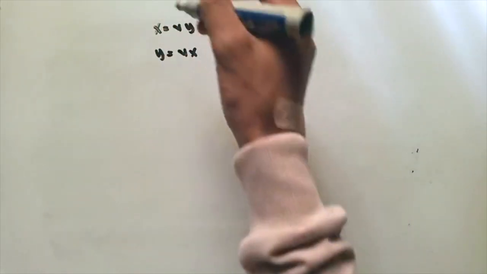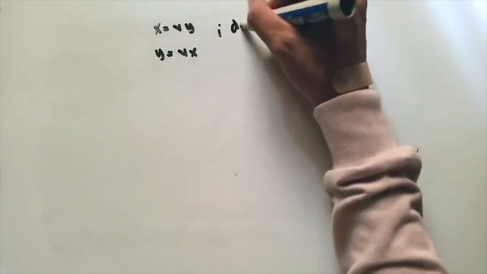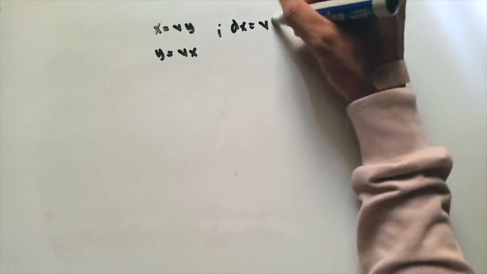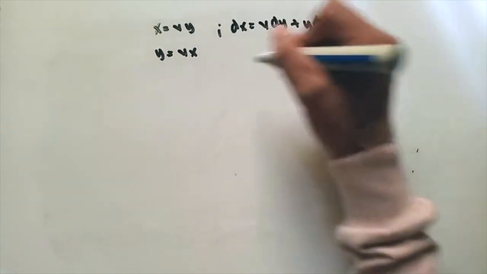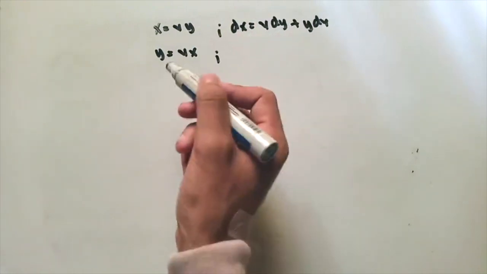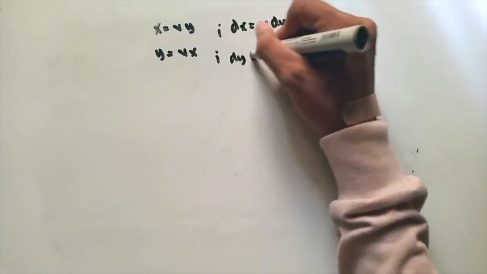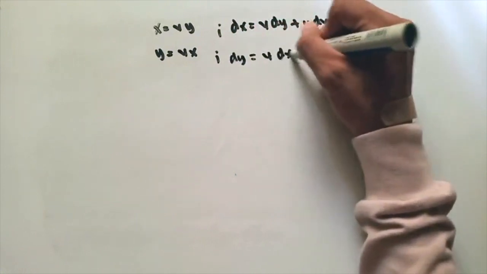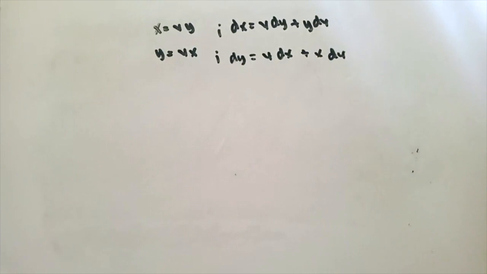Then if you set x equal to vy, then dx will become v dy plus y dv. And if you set y equal to vx, therefore dy will become v dx plus x dv. Alright, let's try some problems.